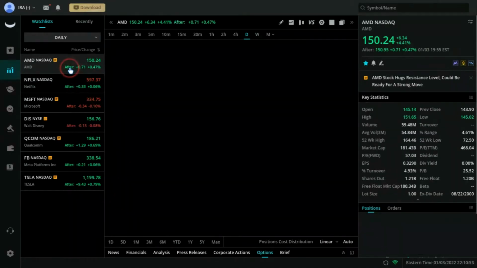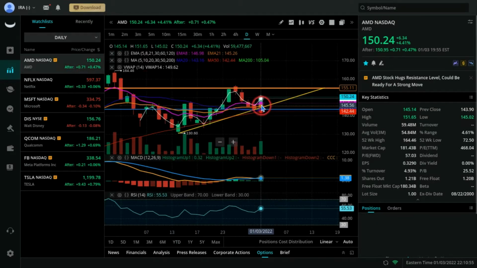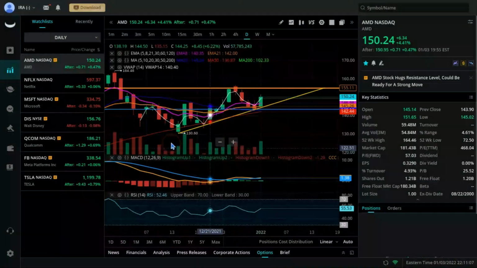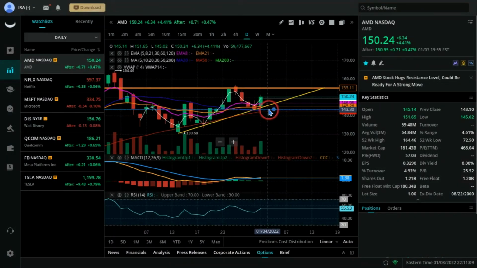Well, AMD, you can play the put. The put would still be the break of support. Since the trend line is running so close to support, I'll just play it off the break of support, and that trigger would be 143.30.